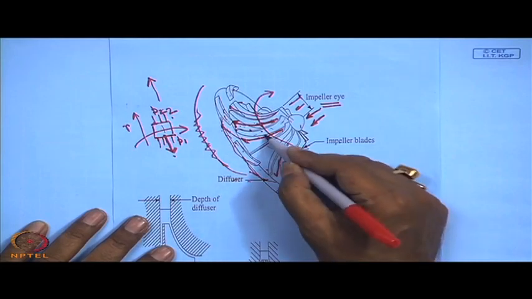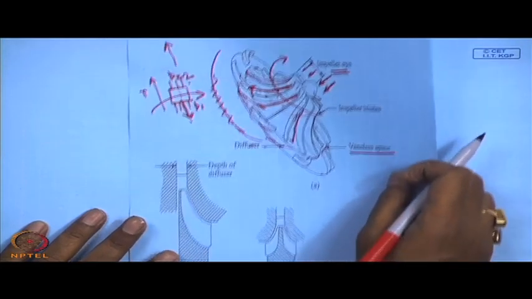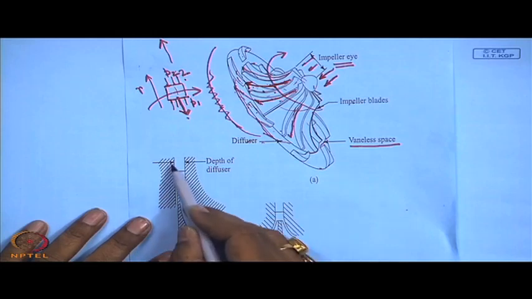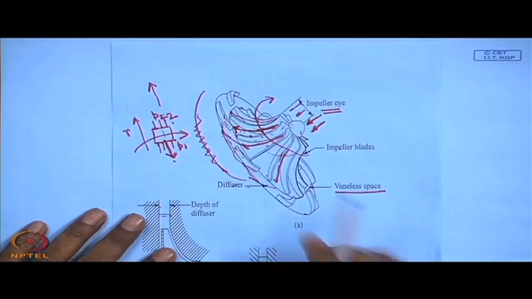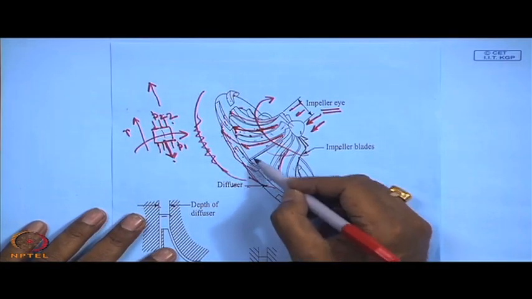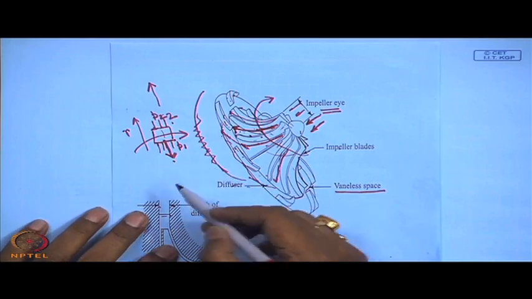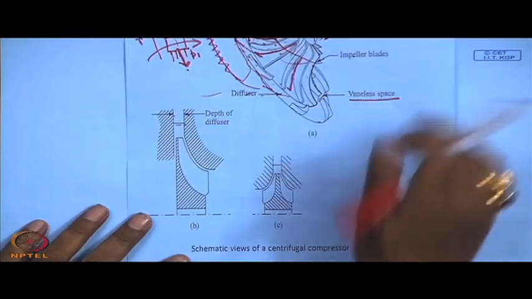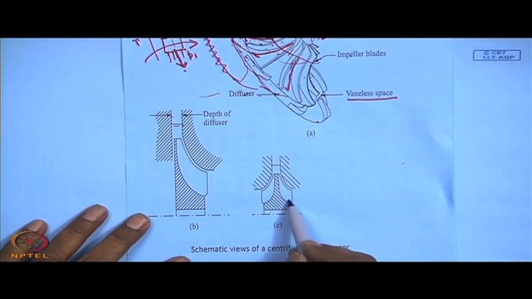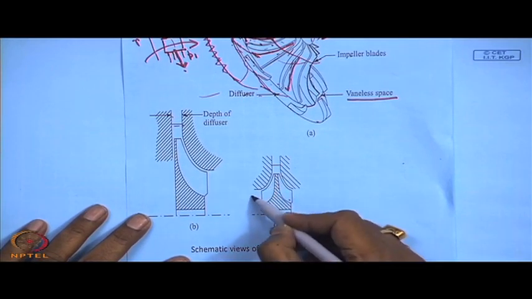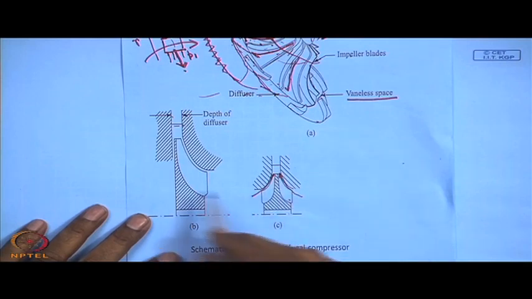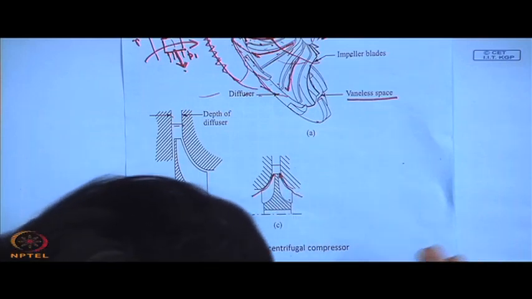You can have a look at this diffuser and the impeller. If you take a view from this side, you will get a view like this. So, this is the impeller blade, this is the diffuser, this is the depth of the diffuser. Now, sometimes the impellers are both sided, that means the air is sucked from this side of the impeller, from this side, a double action. So, this is also shown like that. So, this is a double sided impeller, that means the air flows from both the sides. These are the schematic views of the impeller.